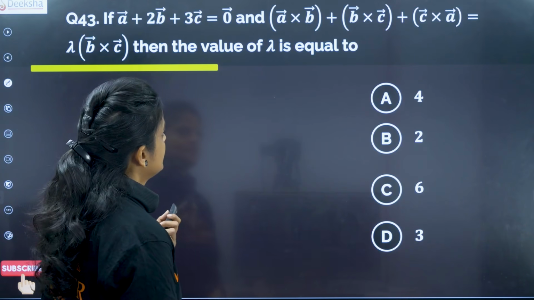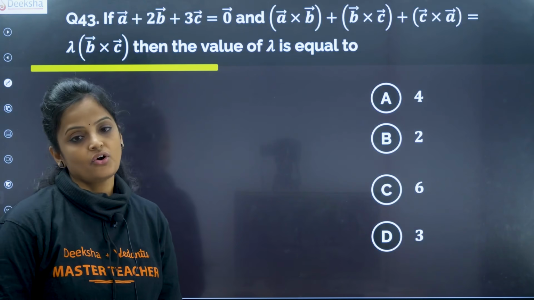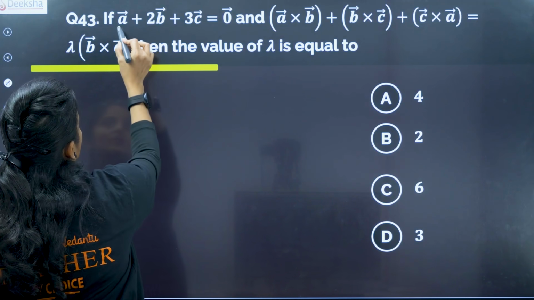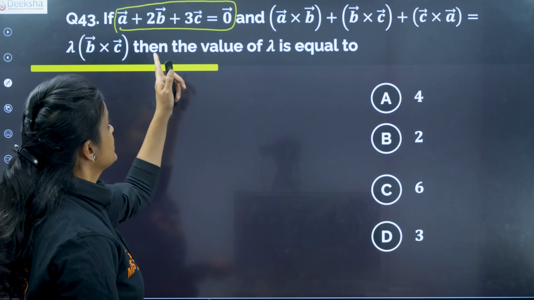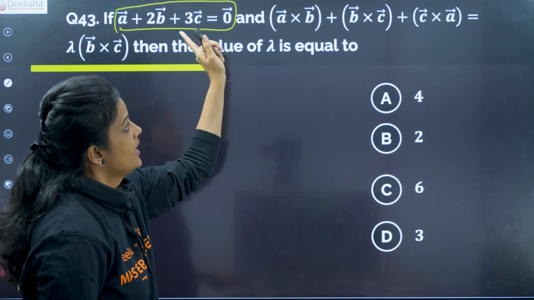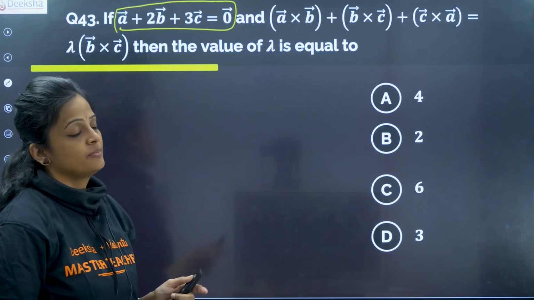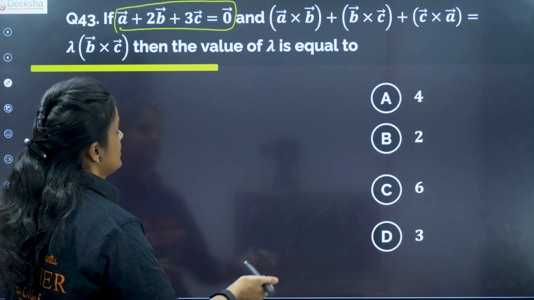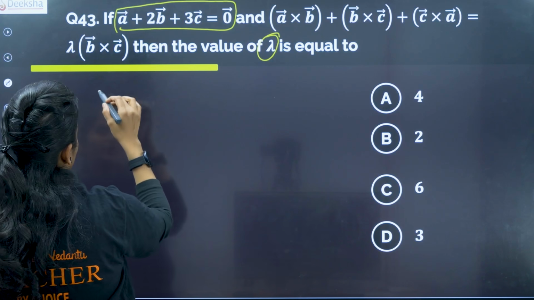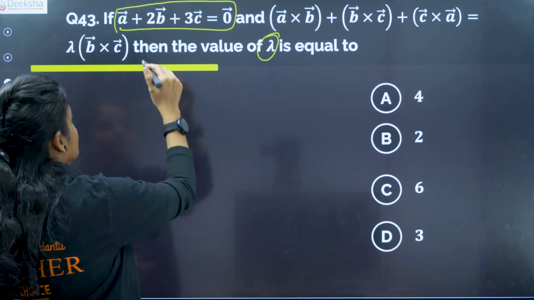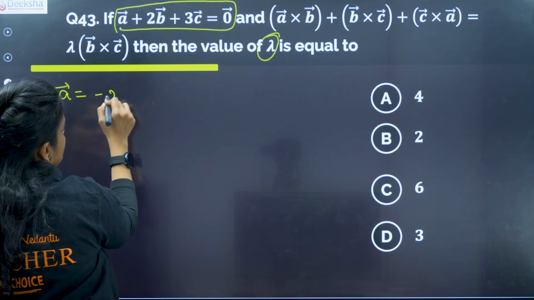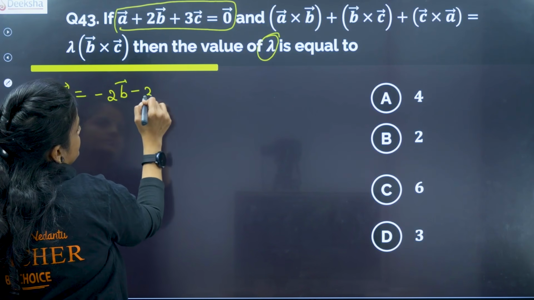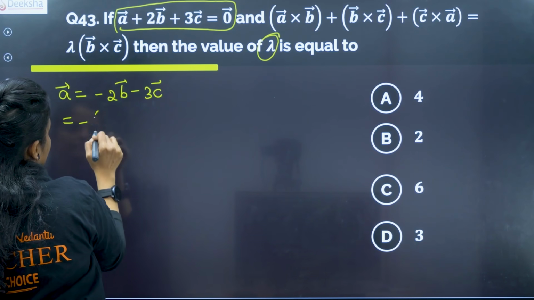Okay. So let's see the next question, 43rd question. One condition is given. Vector A plus 2 times vector B plus 3 times vector C is equal to 0, and this they have given as lambda times B vector cross C vector. We have to get the lambda value. So let's start with the first condition. Okay, take this to the other side and first take the condition.